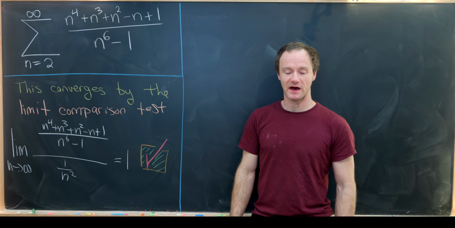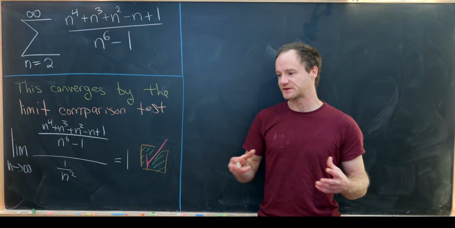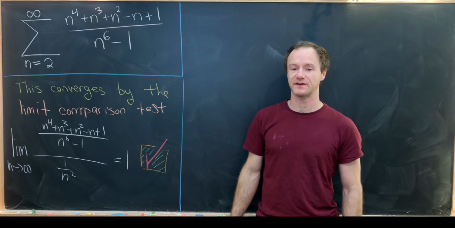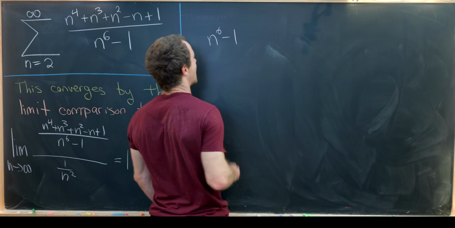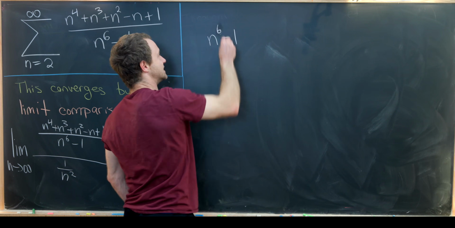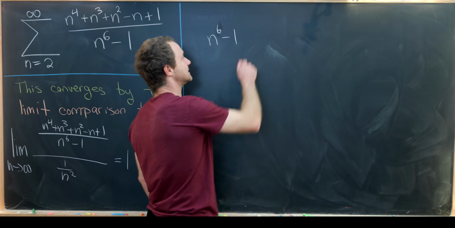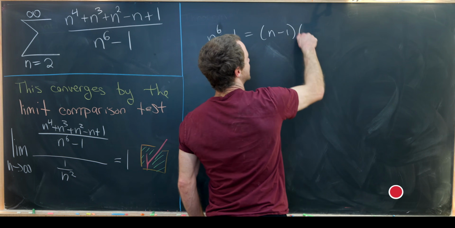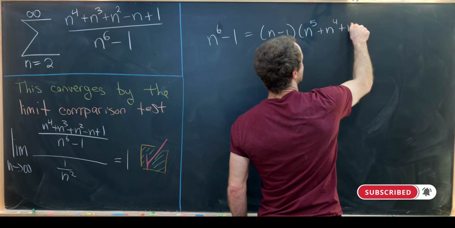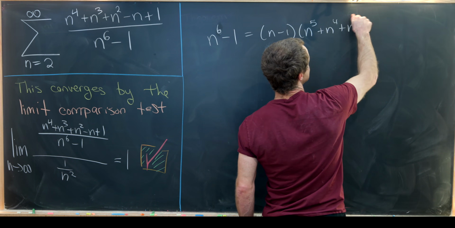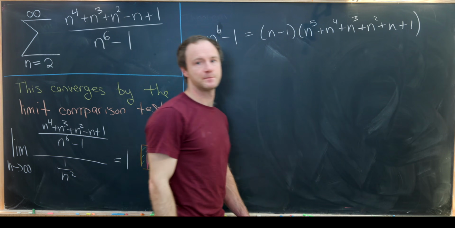What we should maybe think about is how to arrange the numerator and the denominator in a way so that some stuff cancels and we get simplification. So maybe let's look at the denominator and all of the different factorizations that we could have. The first one we could see is n minus 1 times n to the fifth plus n to the fourth plus n cubed plus n squared plus n plus 1.